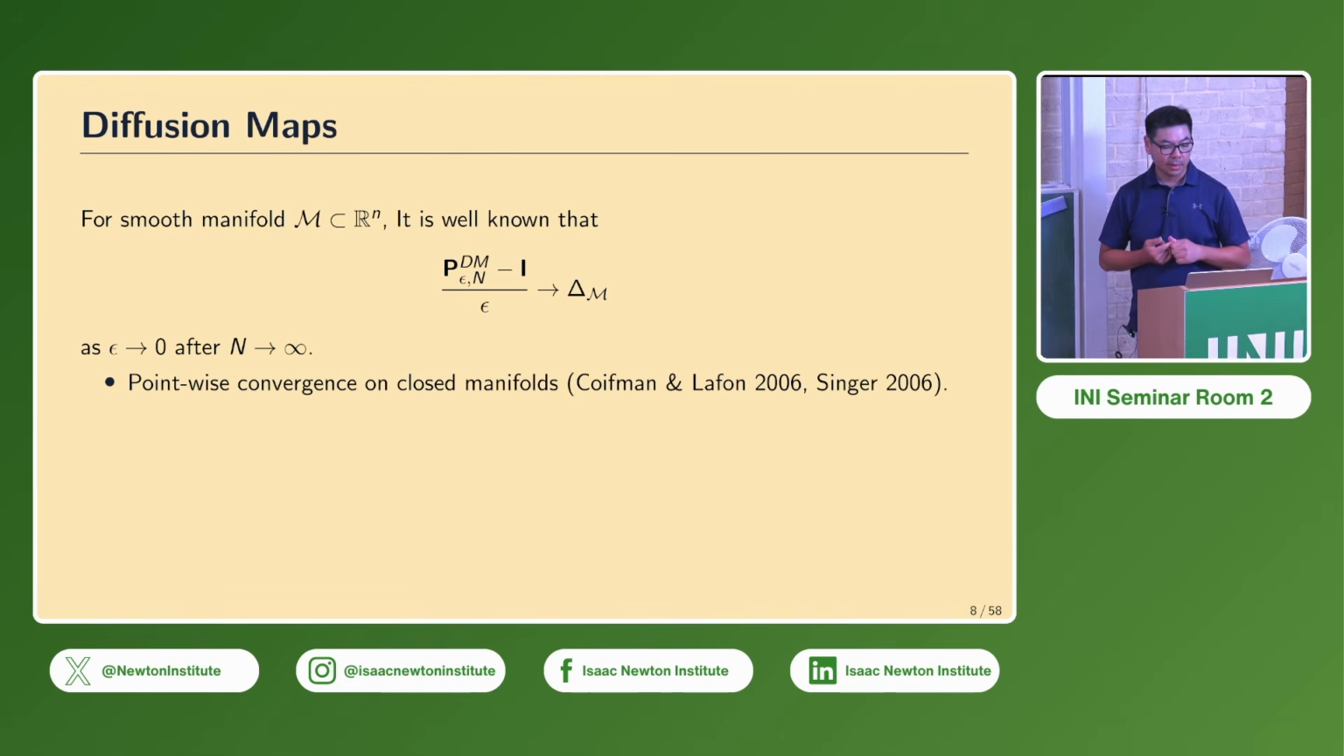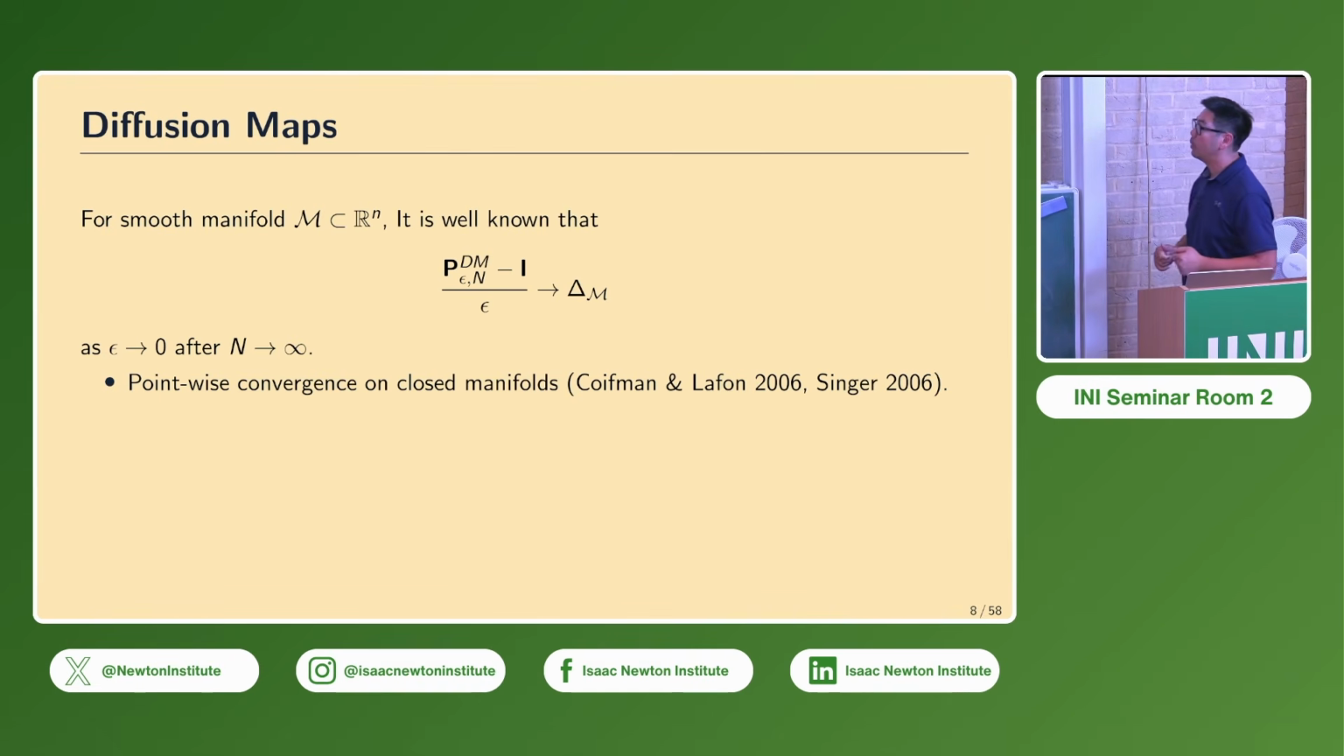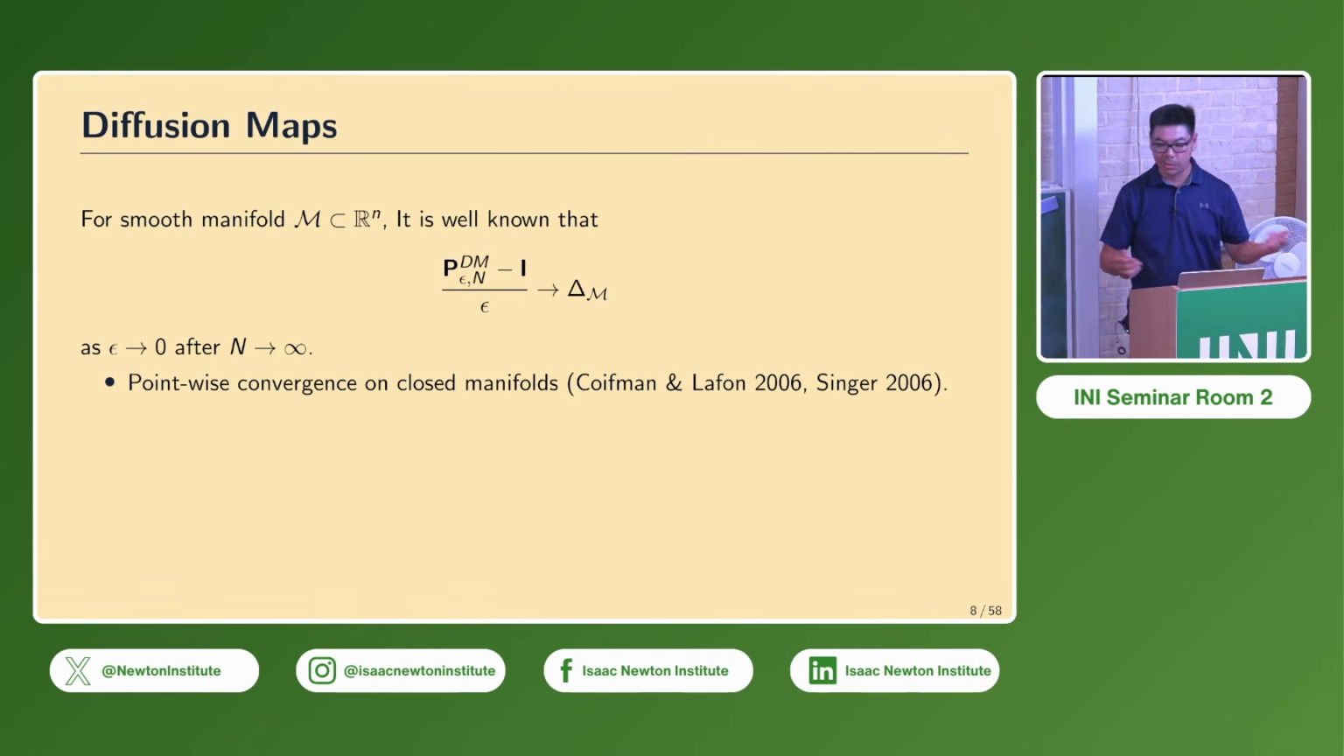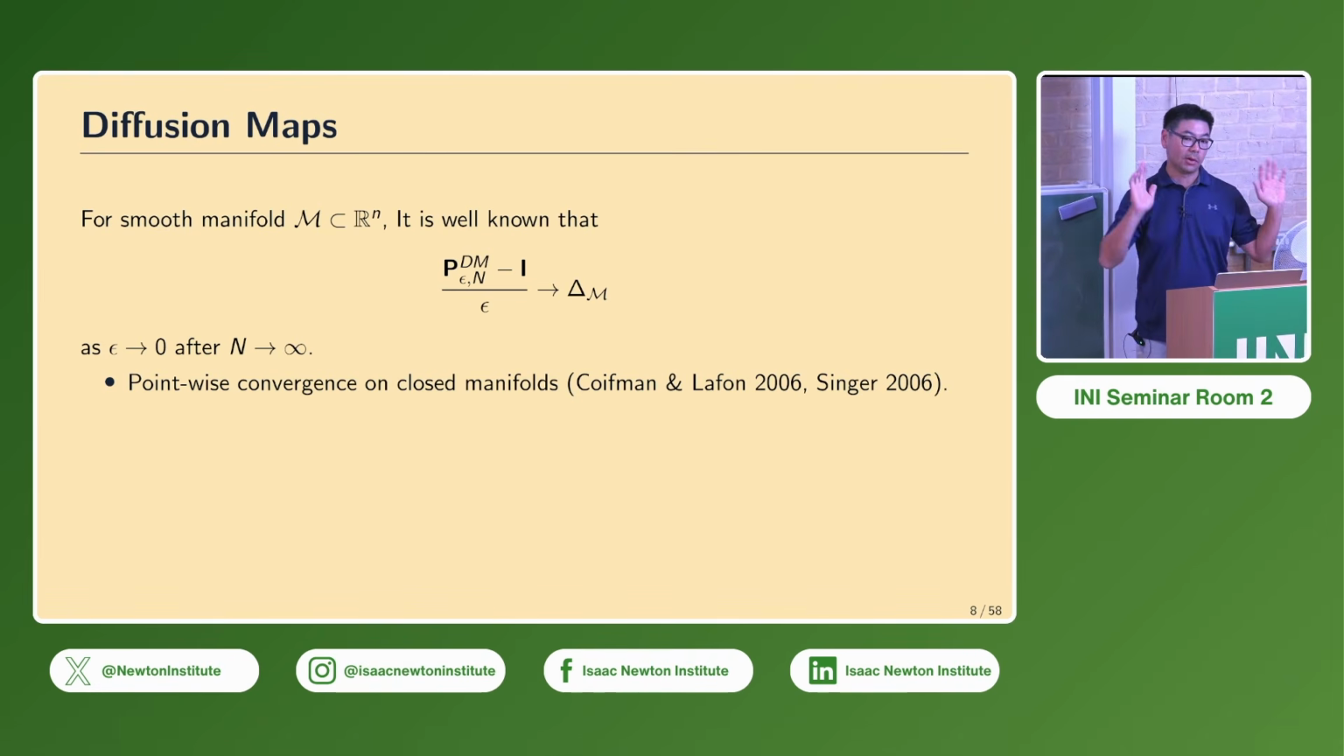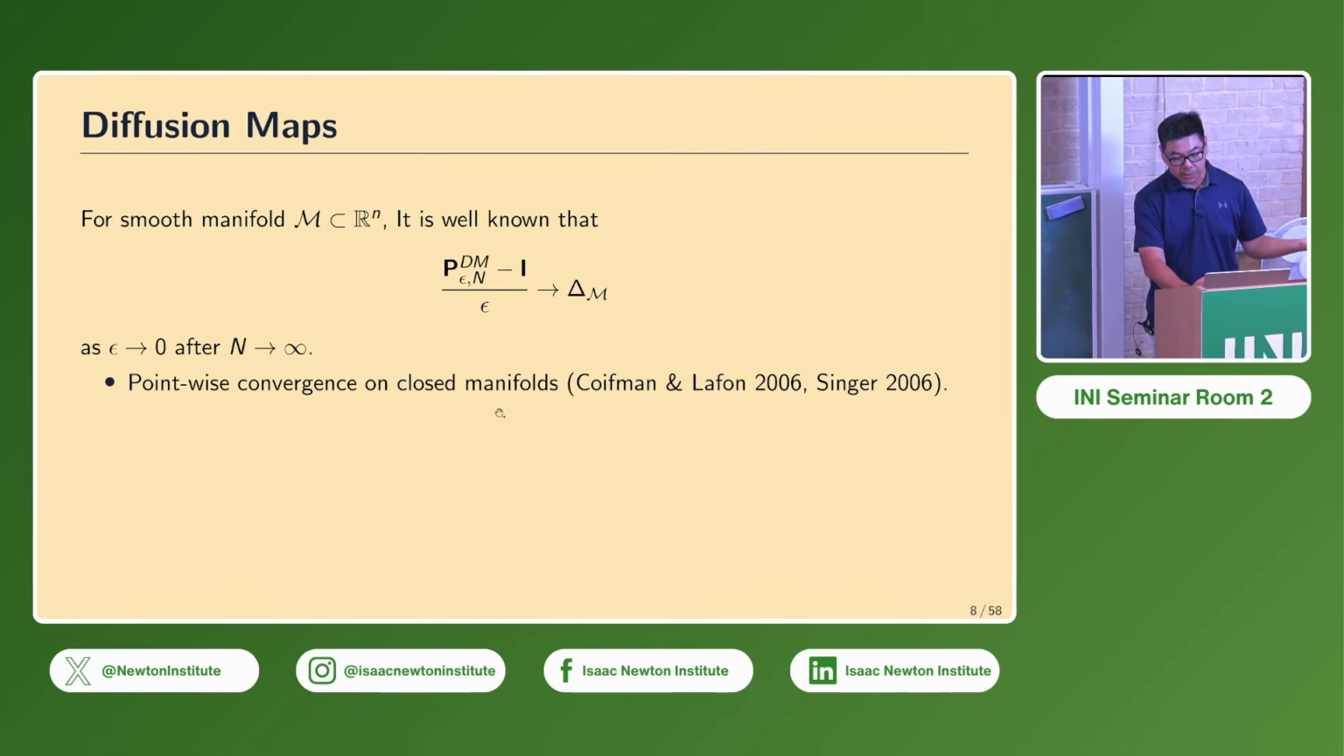So now let me walk through the literature. Okay, basically for a smooth manifold, it is well known that if you compute this matrix minus identity divided by epsilon, it converges to a Laplacian in various senses. Here I'm just writing it down in a very simplistic way, meaning as epsilon goes to 0 after n. In reality, when we write the theorem, there's a combination: epsilon has to be larger than a certain scale of n and so on, so that when you take n goes to infinity, this all sweetly goes to the Laplacian.